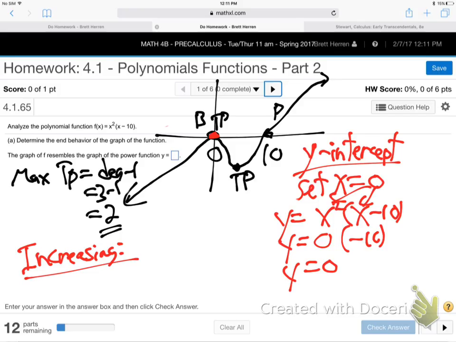So where's the function increasing? Here's a common mistake I see students make. Sometimes students will go, okay, that's a decreasing part right there. That's not right. That's an increasing part. Why? What's wrong with what I just did? Yeah, you got to make sure you're going left to right. It's a small thing, but it'll mess you up.